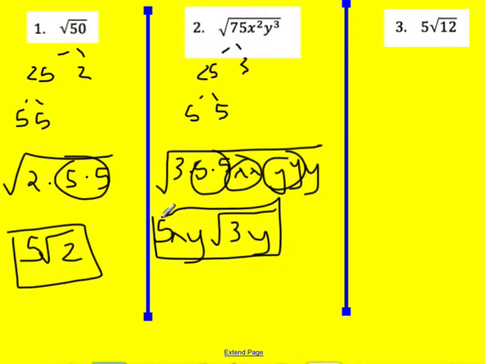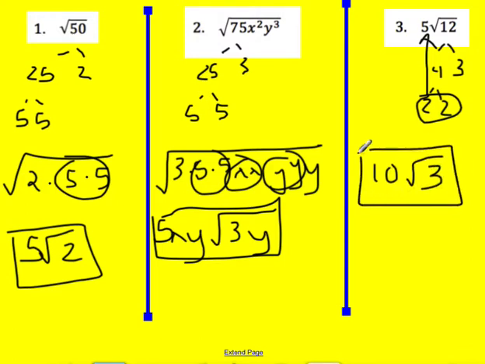Now taking a look at number 3, we're taking 12 and bringing it down. So that's 4 and 3. And 4 you can split down to 2 and 2. So I can take out a pair of 2's. Now when I take out that pair of 2's, I need to make sure I multiply it by the number that's originally on the outside. So 5 times 2 is 10. And then left under the square root is 3. So that's your final answer for number 3.